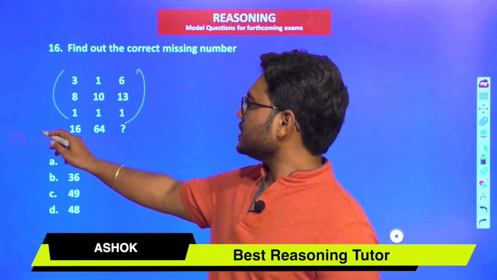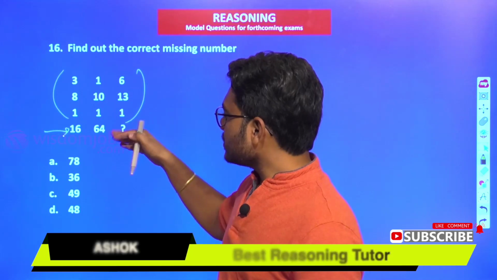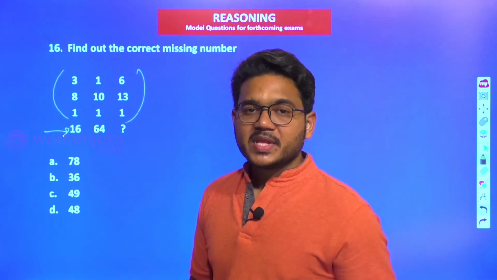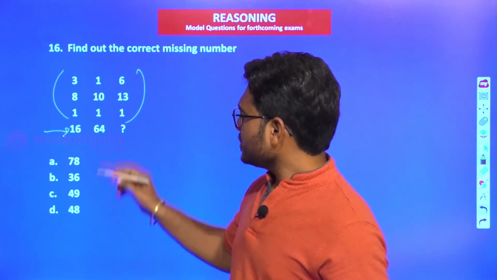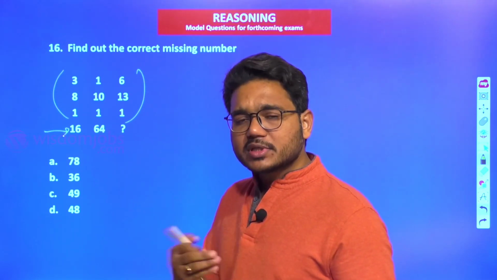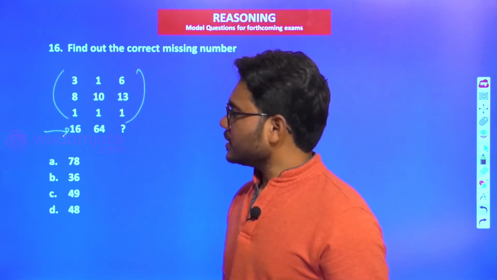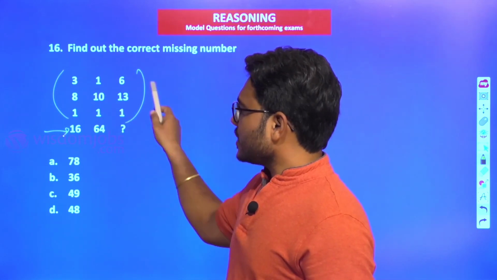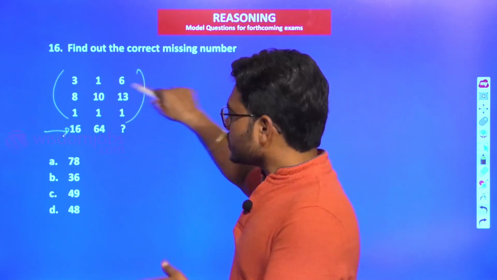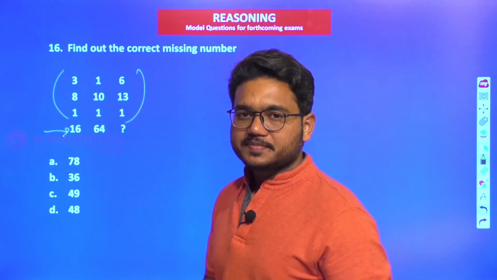Then you can see a sudden change in these numbers. A huge change is there, 16, 64, like that. What could be the pattern then? Obviously there must be some exponential terms included, or some multiplication, isn't it? So if you approach horizontally, it is obvious that it will not work out here.